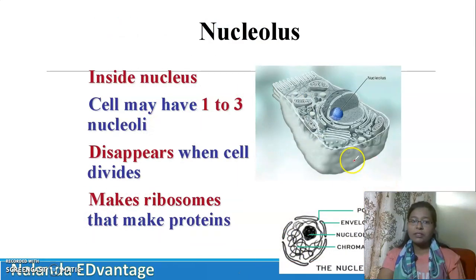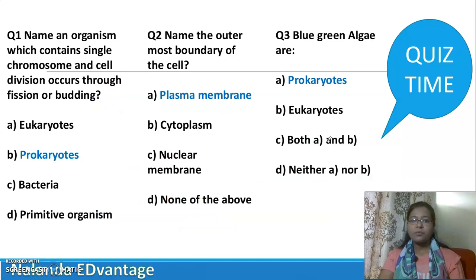Now, the nucleolus. Inside the nucleus, the cell may have 1, 2 or 3 nucleoli. They disappear when the cell divides. Very important, they make ribosomes that make protein. Right? So similarly, it is like a controlling structure of the nucleus. So it contains all the important parts of the nucleus. Now, I hope this was clear to you.